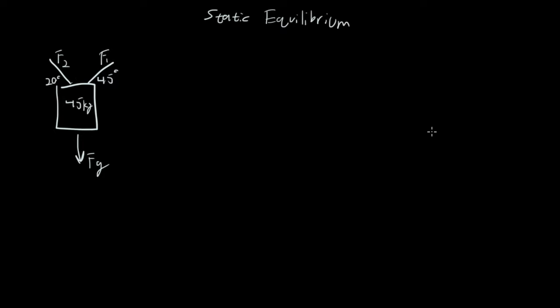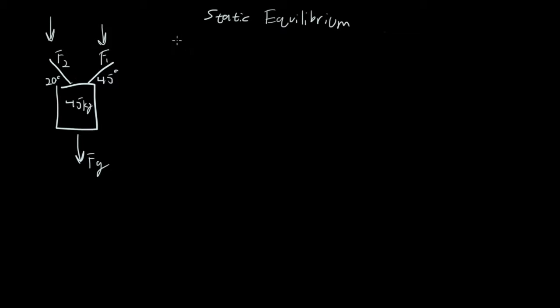In this video, we're going to talk about how to solve problems related to static equilibrium. I have set up here a little system. Let's say this is a hanging sign that's hanging by two cords. One is at a 45-degree angle, the other is at a 20-degree angle. I want to figure out what is the value of F1 and F2.